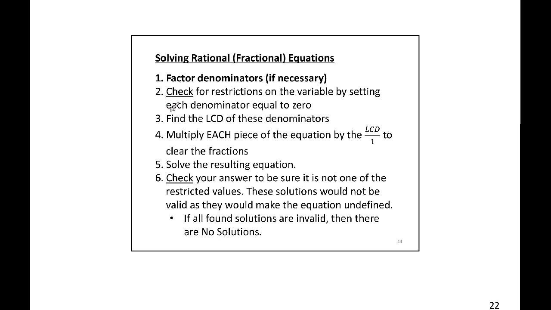Next, check for restrictions on the variable. In fact, this one is very important. Check for restrictions on the variable by setting each denominator equal to 0. Next, find the least common denominator of the denominators. Multiply each piece of the equation by that least common denominator to clear the fractions.